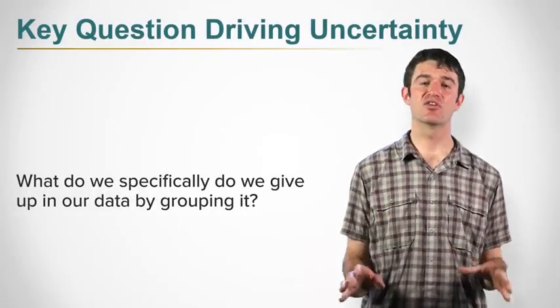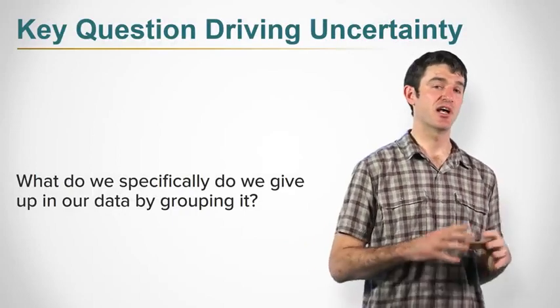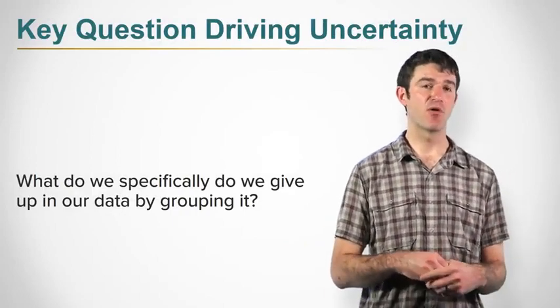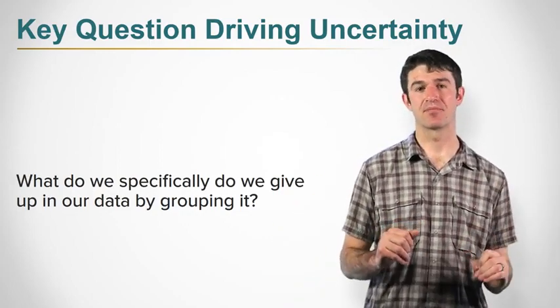In all of this, you'll need to understand how it affects individual items in the analysis. Should a location have ended up in one group or another group? And as we mentioned before, what specificity do we give up in our data by grouping it?